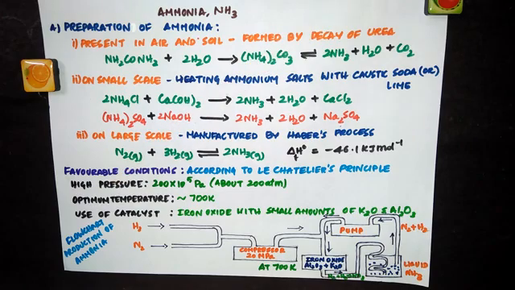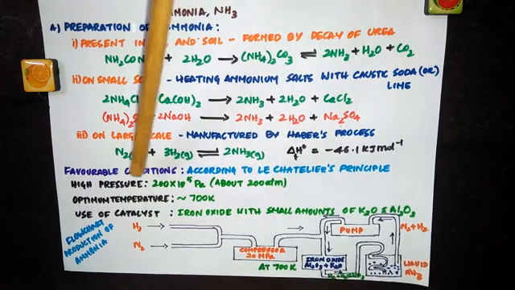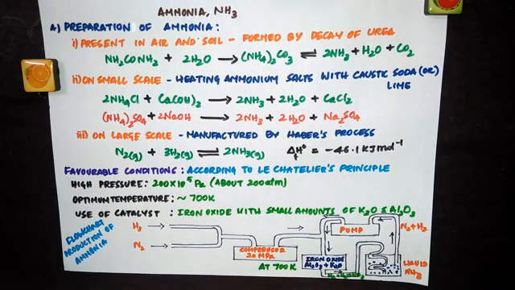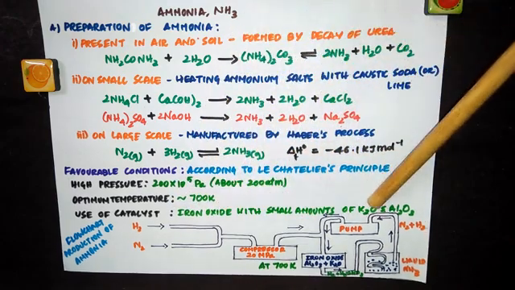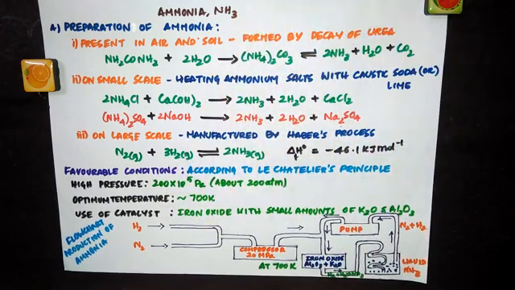Now coming to pressure. A pressure of 200 atm or 200 into 10 to the power 5 Pascal is used so that the formation of ammonia is favored. Next one is the use of a catalyst. Here we are using iron oxide with small amounts of K2O and Al2O3. This mixture will favor the formation of ammonia. If you have any doubts in Le Chatelier's principle and how to decide on high pressure or low pressure, then you can watch the grade 11 videos of chemical equilibrium, so you will have an idea.